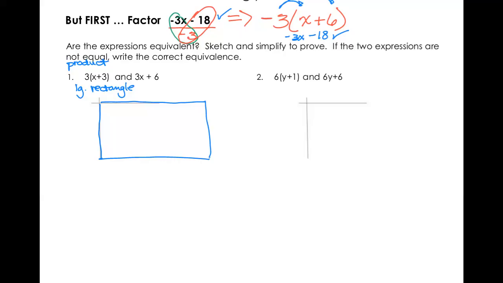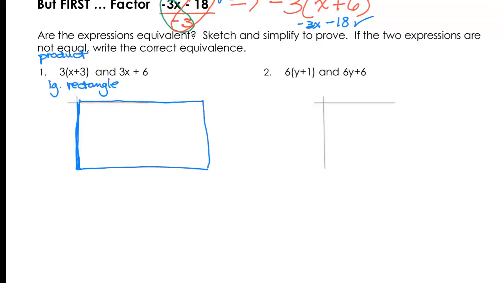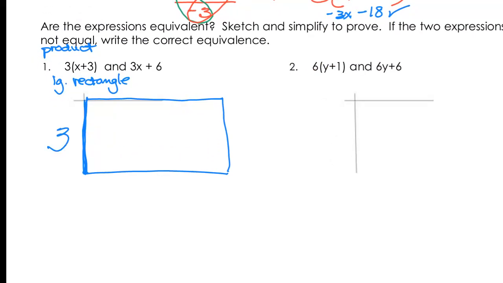So as I look at this, what is the width, the short end, this side over here of this rectangle? What is that length? If I'm looking at that first expression. 3. Yes. Okay, so that has a width of 3. And what about this length up on top? What is that going to be looking like? A little bit louder. X plus 3, right? I should have given more space here.